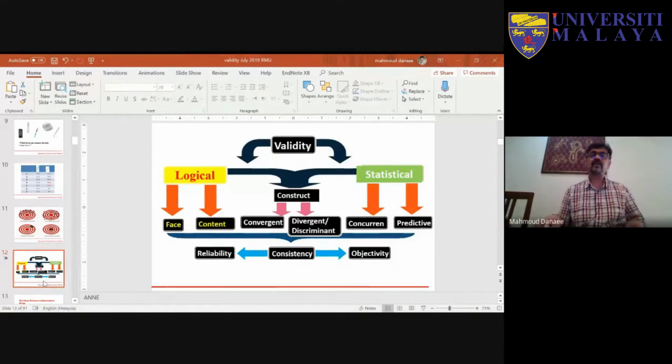In research methodology, we have two types of validity. Let's start with validity and then we move to reliability. We have two types of validity, logical and statistical. Of course, we will explain the statistical validity in detail, but we need to also look at the logical validity. Have you heard about the pretest?